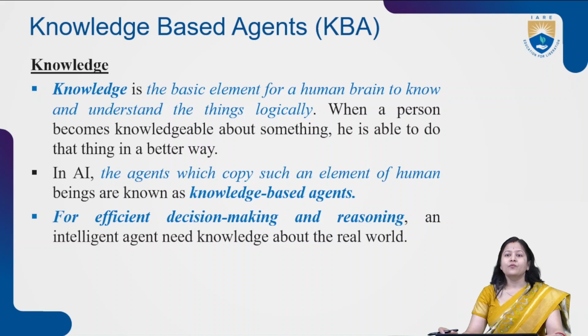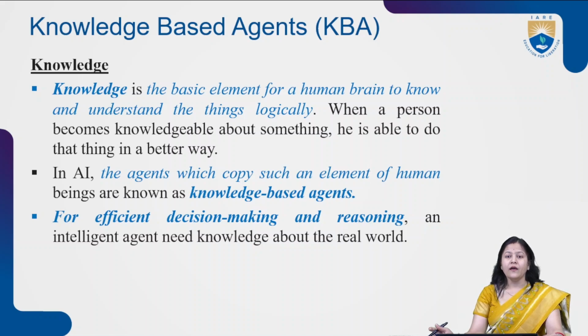Then let us discuss what knowledge is. Knowledge is the basic element for the human brain to know and understand things logically. When a person becomes knowledgeable about something, he is able to do things in a better way. If you have good knowledge about a particular subject, definitely you can do better in that subject. That is why knowledge is required. But along with knowledge, two more things are also required, which are intelligence and reasoning, for any agent, whether a human agent or a machine.